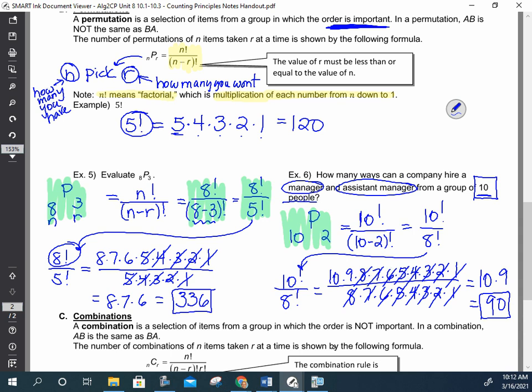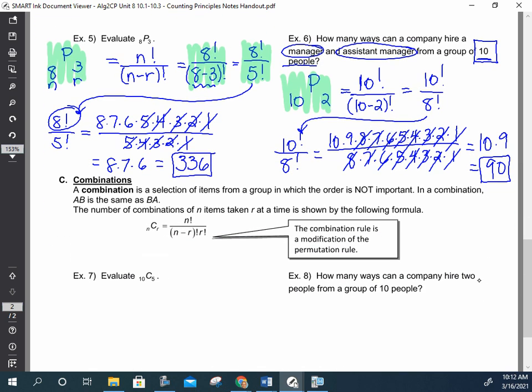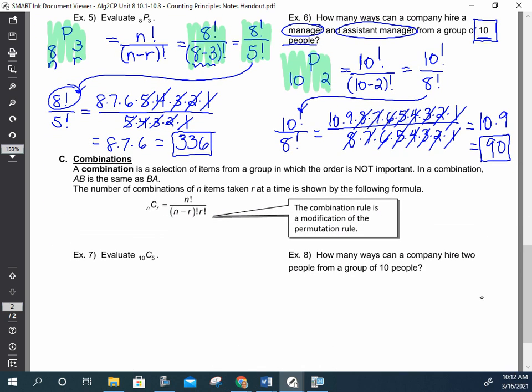Any questions at home? Let's do the last type, which is a combination. A combination is the opposite of a permutation. The order doesn't matter. You just need to pick the people. You just need to choose some people, and let's go.